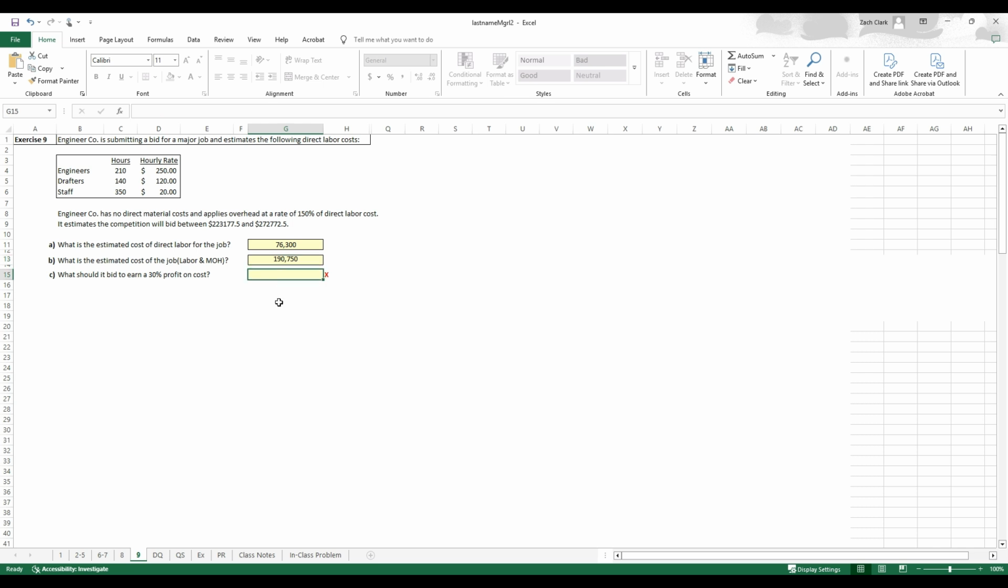Okay, let's see here. What should the company bid to earn a 30% profit on the cost? So if we wanted to make an extra 30% on top of this, we could do this using a formula. So take our total cost, and 30% above that would be 130%, or you could multiply it by 1.3. Either one of those will work math-wise. So we need to bid $247,975. So our bid is kind of like right in the middle. So that's kind of interesting. Probably good. Not too high, not too low. It's a good place to be.